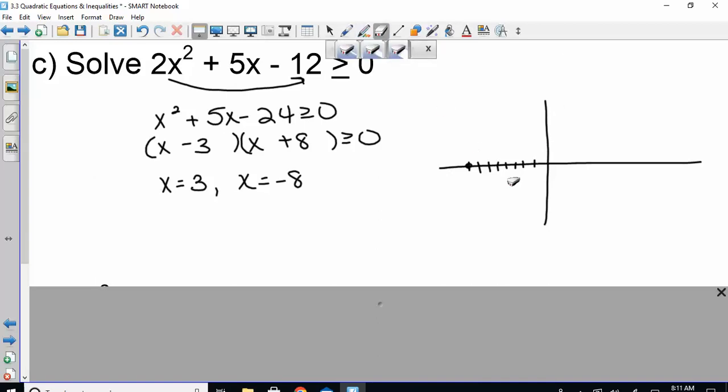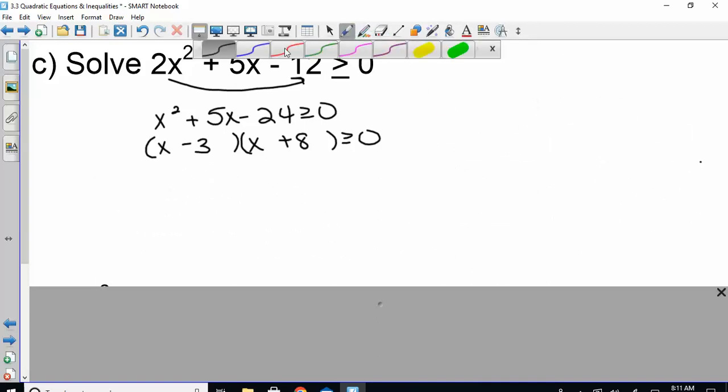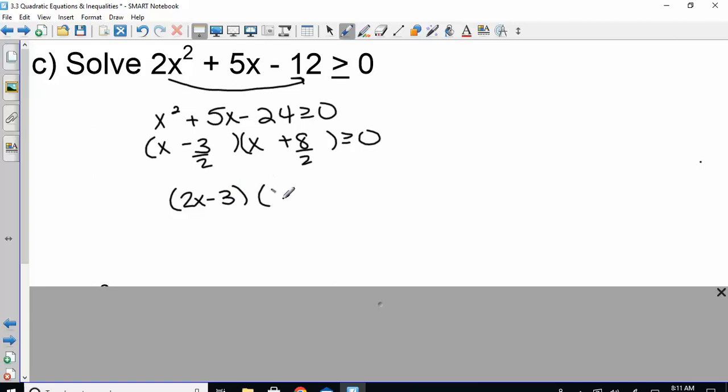Oh, yes, I did forget that, didn't I? What do I have to do before I do the solution? Yes, thank you. So we get 2x minus 3 and x plus 4. So when you set those equal to 0, what do we get? 3 halves and negative 4.